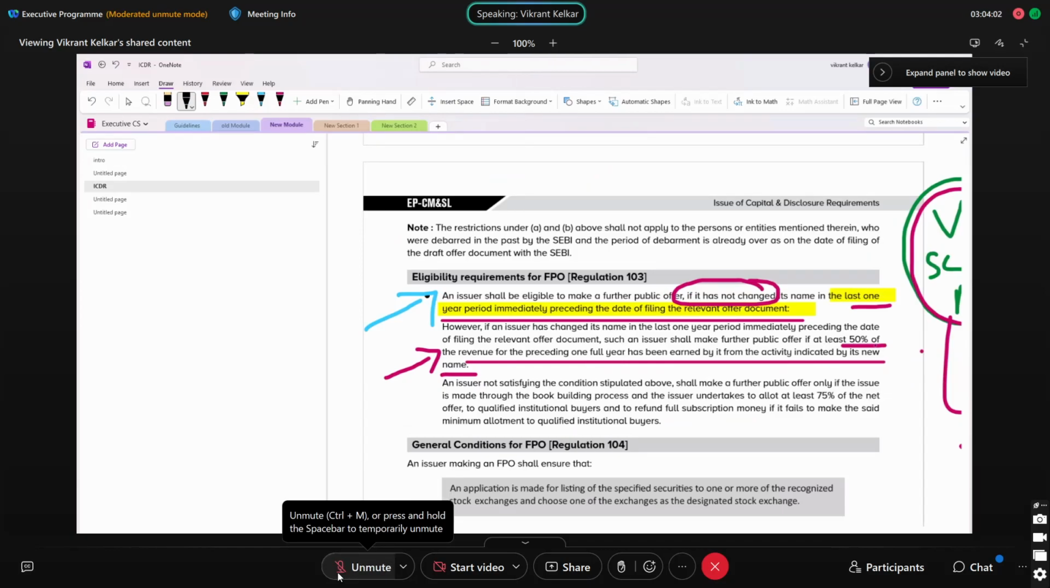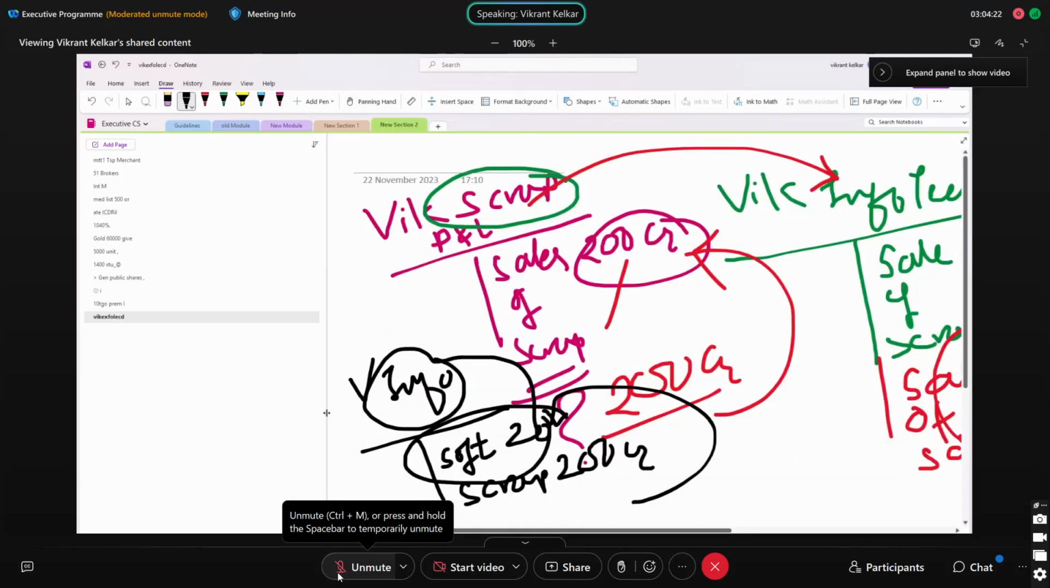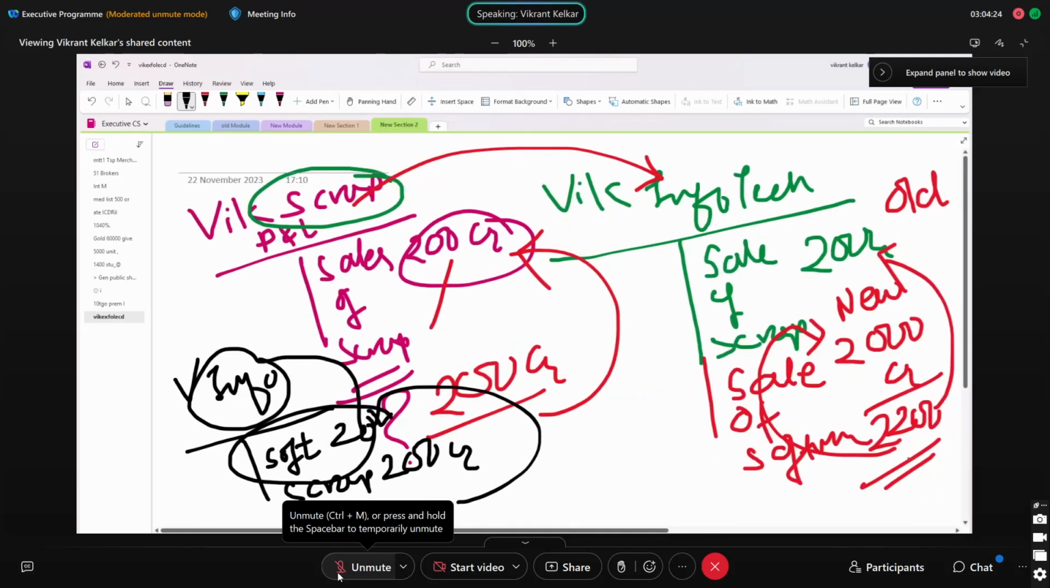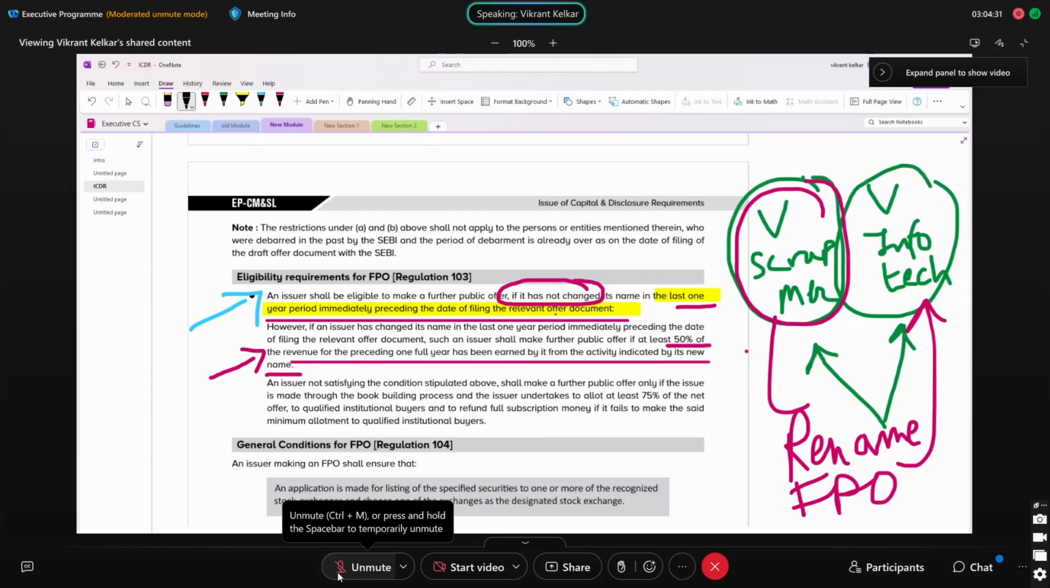So the rule suggests, however, at least 50% of the revenue of the preceding one full year has been earned by it from the activity indicated by the new name. So what is the new name? Vikrant Infotech. What is the total sale? 2,200 crore. Out of that, 50% means 1,100 and more is earned by this particular part or not. Out of 2,200 crore, 2,000 are earned by software. So is this okay? Yes. So in that case, very good. In that case, we can have such type of issue. Okay.